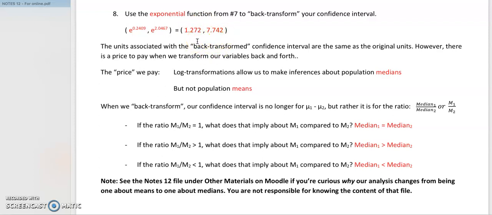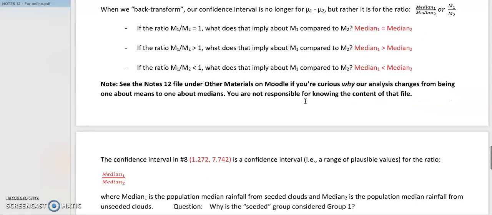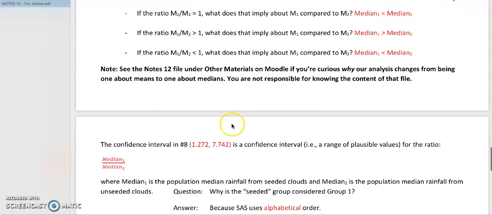And if we were doing a two independent samples problem, it was actually going to tell us about the ratio of our two population medians rather than the difference. So if we look at our interval from the rainfall example, we had the interval 1.272 up to 7.742. And that interval is a ratio for population median 1 divided by population median 2, where median 1 is the rainfall from the seeded clouds, and median 2 is the population median rainfall from the unseeded clouds.